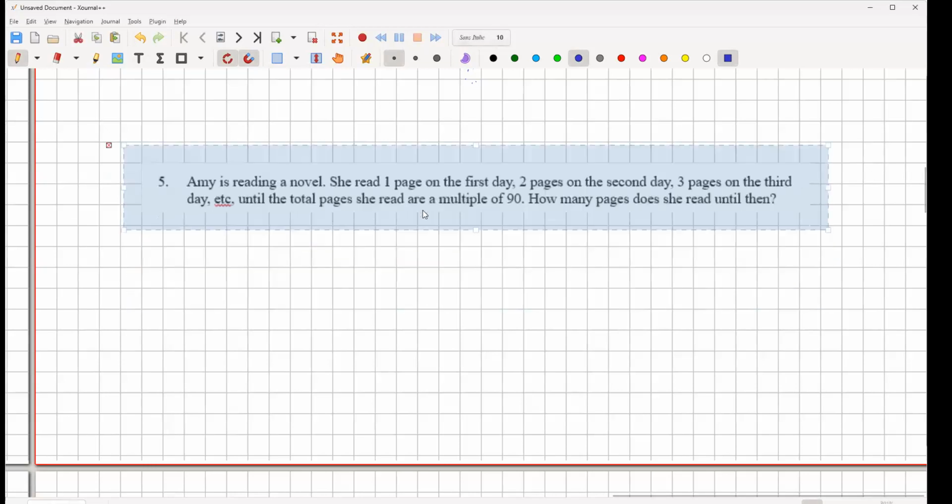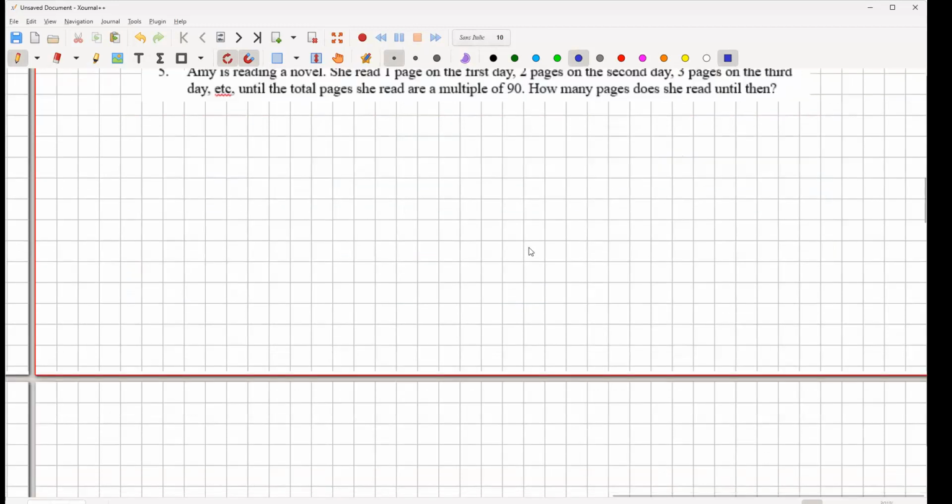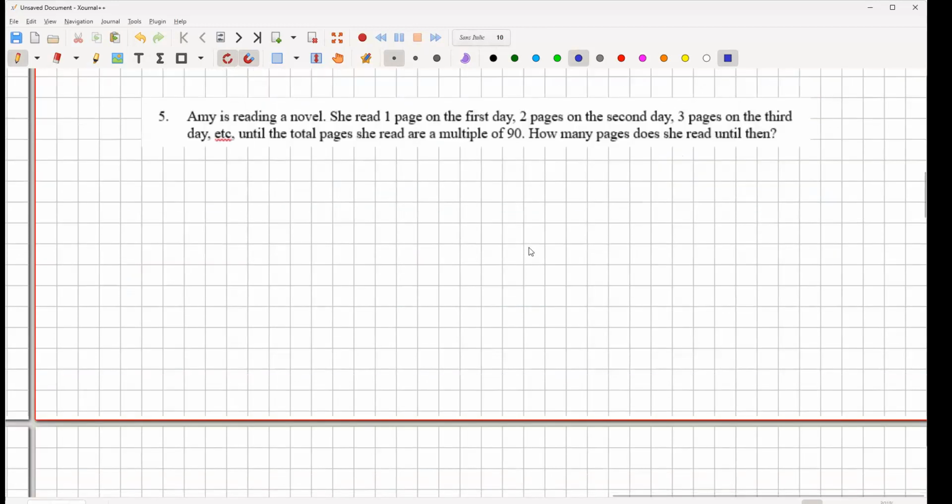Can you try this on the board? I mean, not fairly easy, but relatively speaking, should be easy.